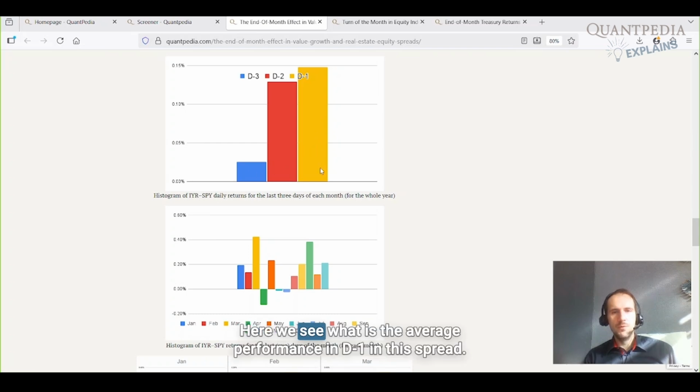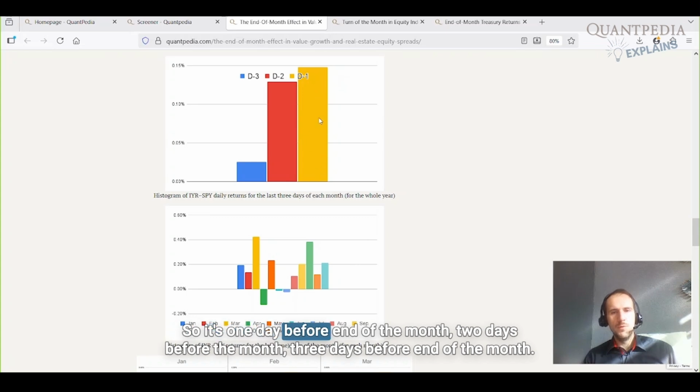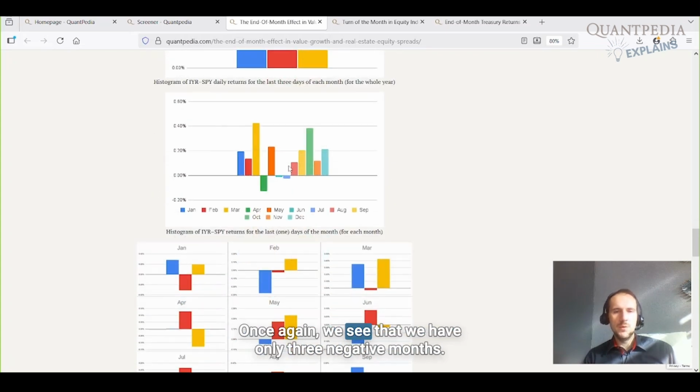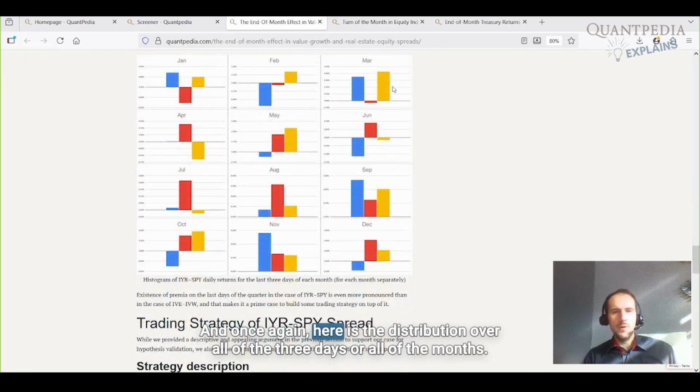And the same thing works for the real estate and equity spread. Once again, here we see what is the average performance in D-1 in this spread. So it's 1 day before the end of the month, 2 days before the end of the month, 3 days before the end of the month. Once again, we see that we have only 3 negative months. One of them is April. And once again, here is the distribution over all of the 3 days or all of the months.